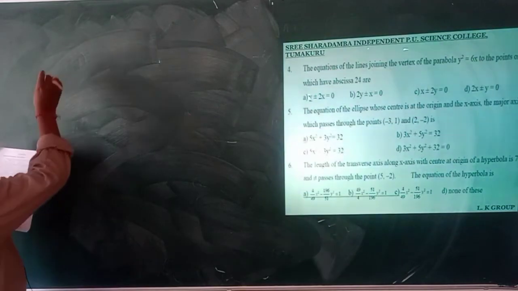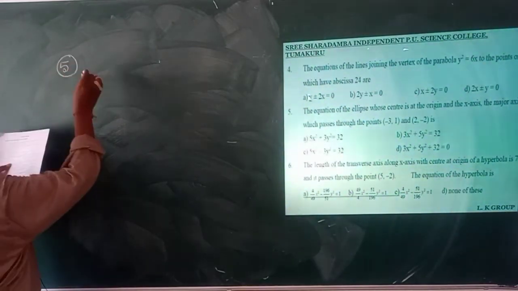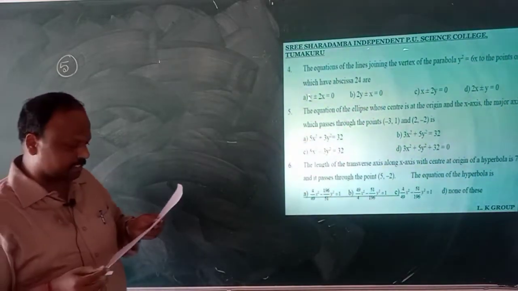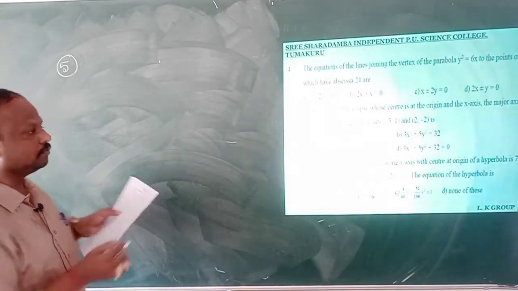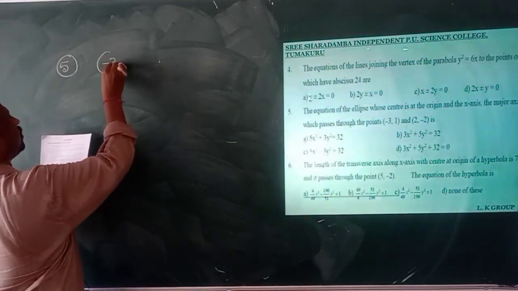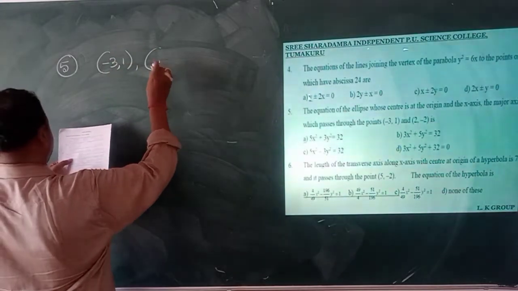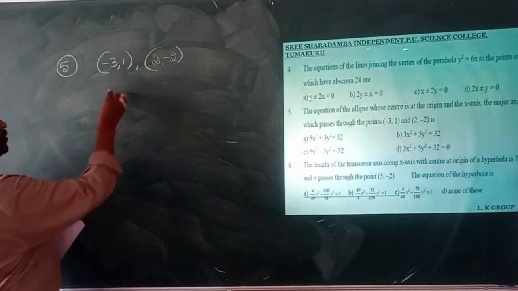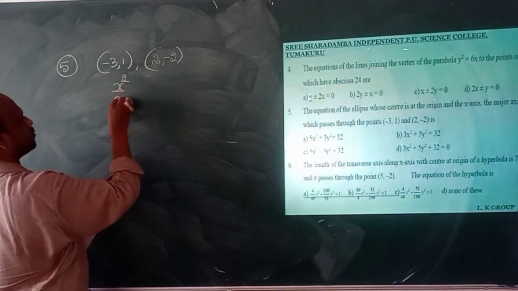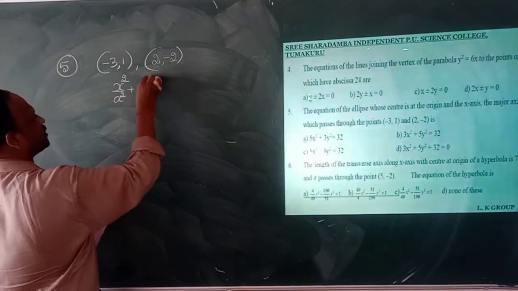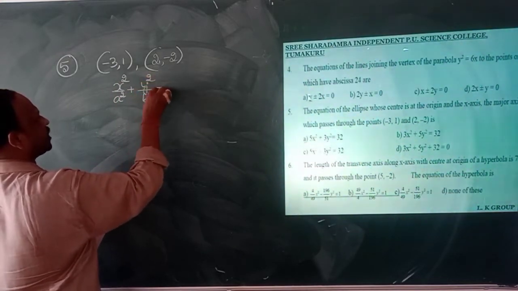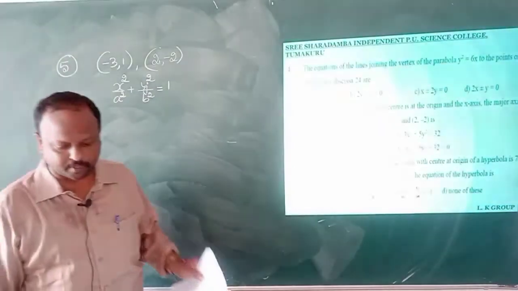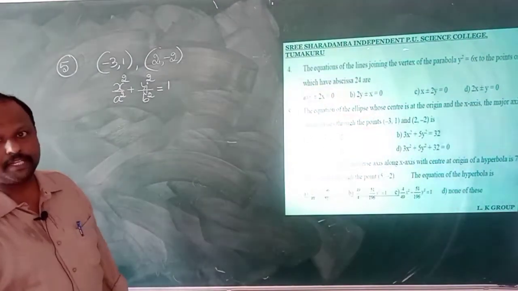Fifth one: equation of an ellipse whose center is at the origin and major axis along the x-axis, which passes through (-3, 1) and (2, -2). That is, we have to use x square by a square plus y square by b square is equal to 1. So the actual method is we have to substitute (-3, 1) once and (2, -2) once.